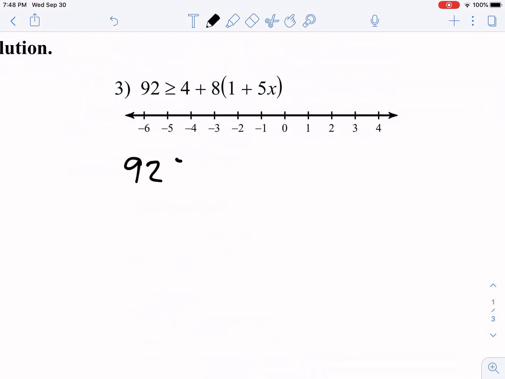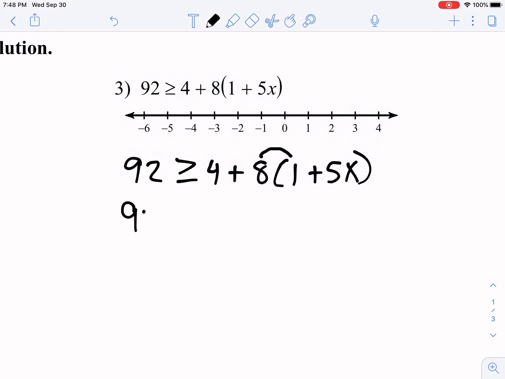We have 92 is greater than or equal to 4 plus 8 times 1 plus 5x. Again, we're going to work this just like a multi-step. What do we always check for first? The distributive property, right? So we're going to distribute this 8 to each term. These guys stay the same. Okay, so what's a positive 8 times 1? 8, right? Now, since it's a positive, we're going to have this plus symbol in between there. Then we have 8 times 5x. What's 8 times 5? 40, right? So we get a positive 40x.